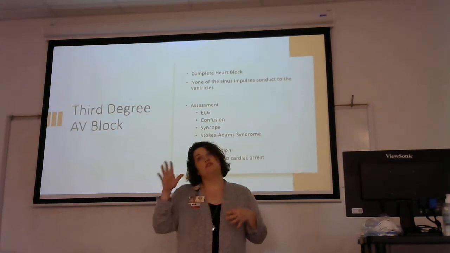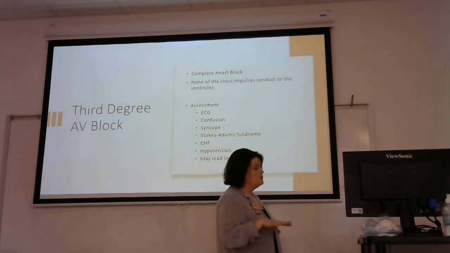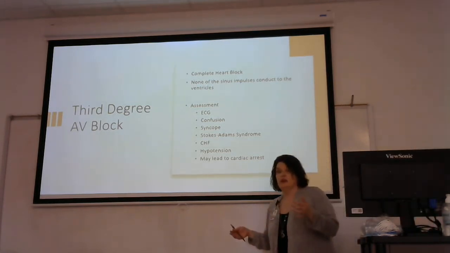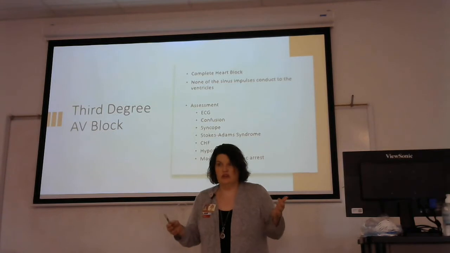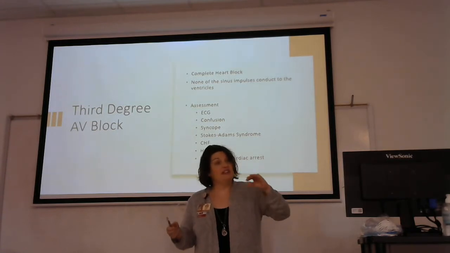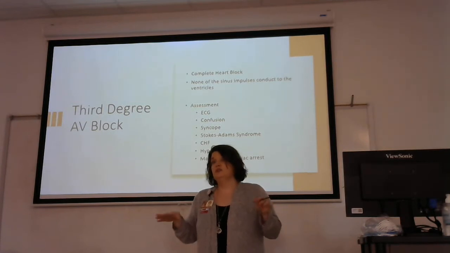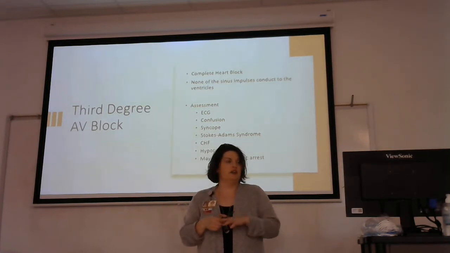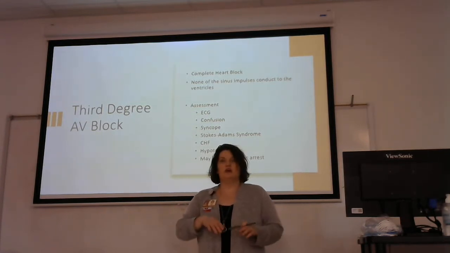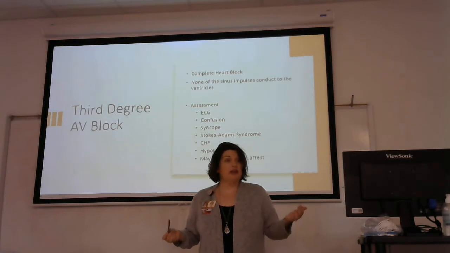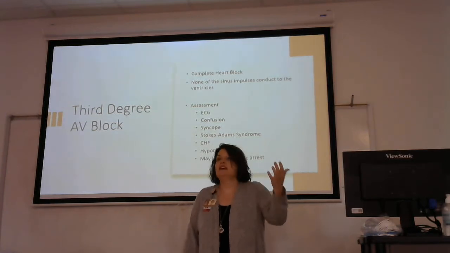So if you're doing the 5-step method, what you need to realize is that your rhythm could look regular or irregular, because the atria is doing its thing and the ventricles are doing their thing. They're not talking to each other. So then therefore your rates are going to be different. You'll have an atrial rate, you'll have a ventricular rate. You'll have P waves, but they don't mean anything. They're just taking up space.